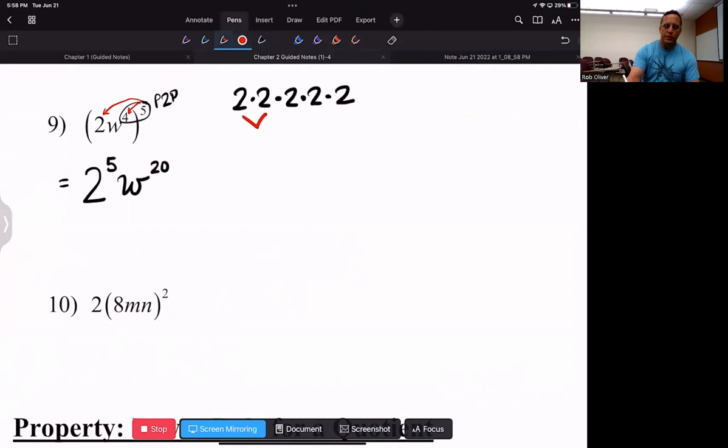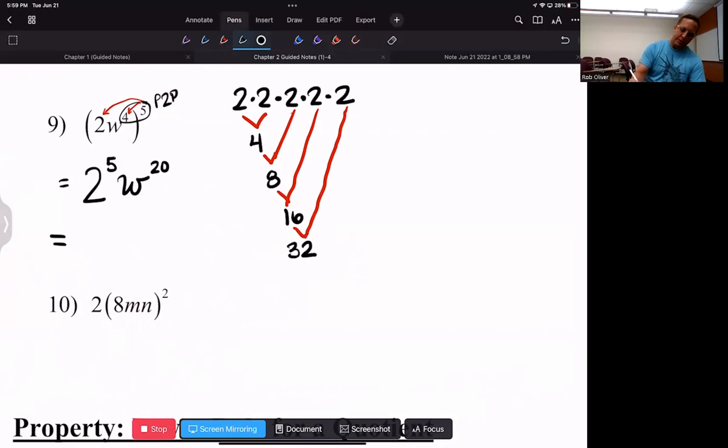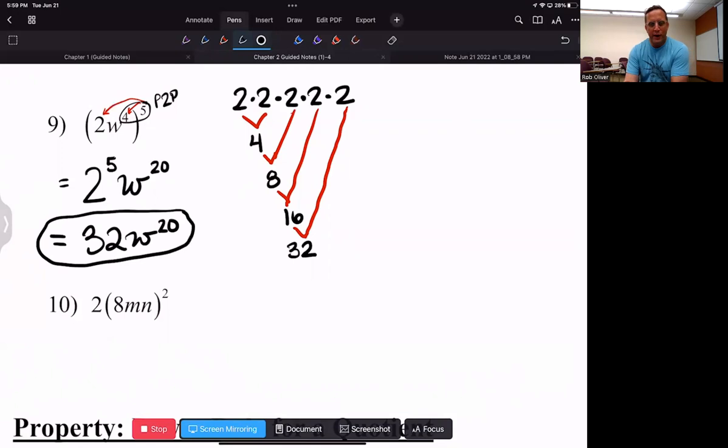So 2 times 2 is 4, right? And then you're going to multiply 4 times 2, which is 8. Okay, and you're going to do 8 times 2, which is 16. And then 16 times 2, which is... no, it's 32. Okay. So that's how it comes to be 32. So you got 32w to the 20th power. And that's right as rain. Okay.